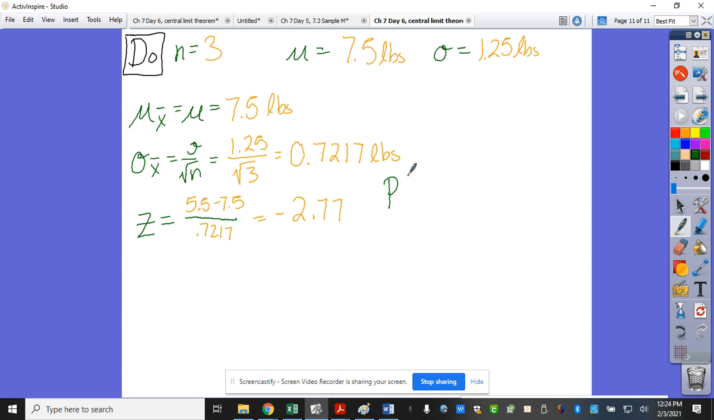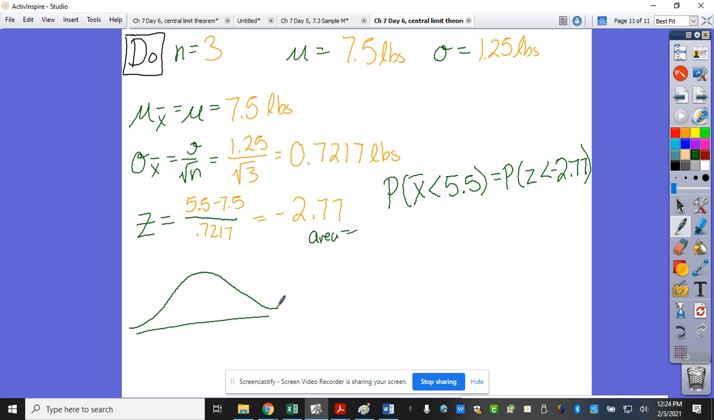Oh, I didn't write this off to the side. So I'm finding the probability that my x bar is less than, is that right? Less than 5.5, which converts to being a z less than negative 2.77. So I draw my line on the left because it's negative. I'm shading to the left because it says less than. And then this is where you would finish the problem from here. I just want to make sure that I got through a problem where I got through both of the conditions.